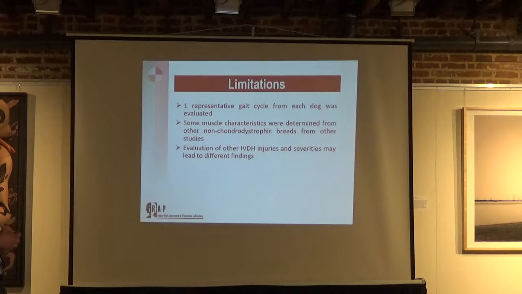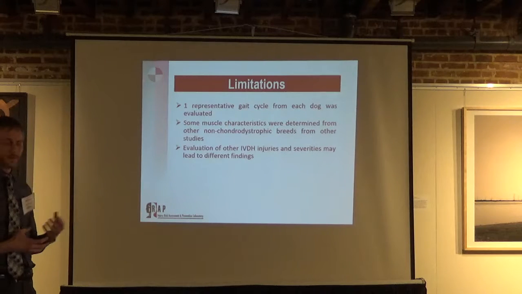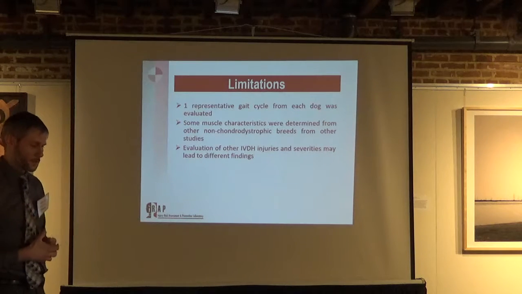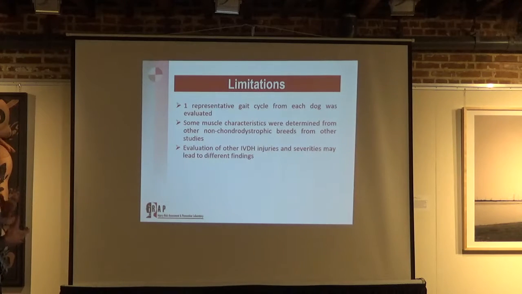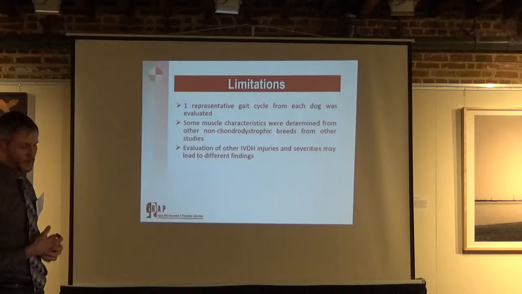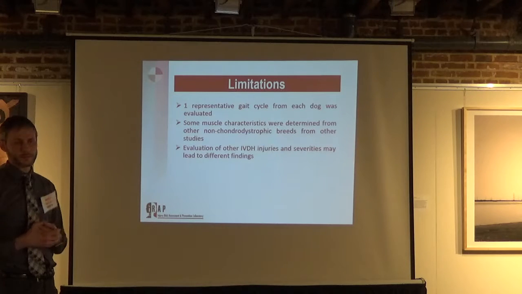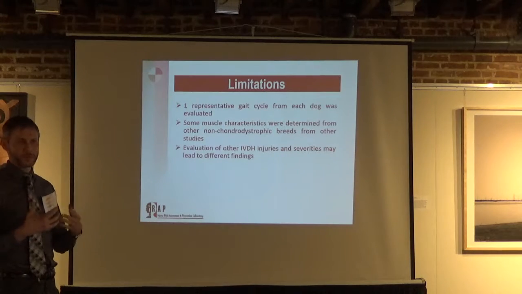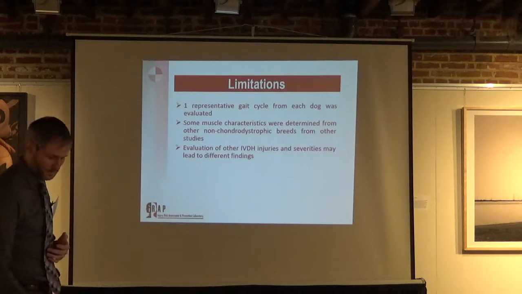There are some limitations with this work. These are preliminary findings. First off, we have one representative gait cycle from each dog, so we'd like to increase that number. Some muscle characteristics were determined from other non-chondrodystrophic breeds, from other studies, and also the evaluation of other IVDH injuries and severities may lead to different findings. So a dog with a different type of injury level could have a different gait pattern and lead to some different findings.